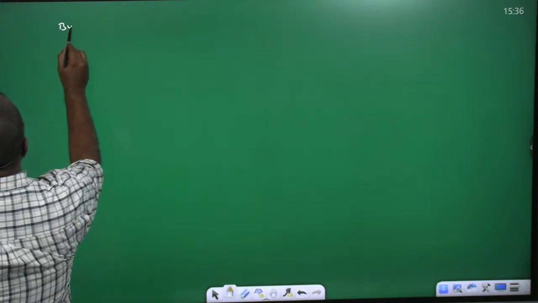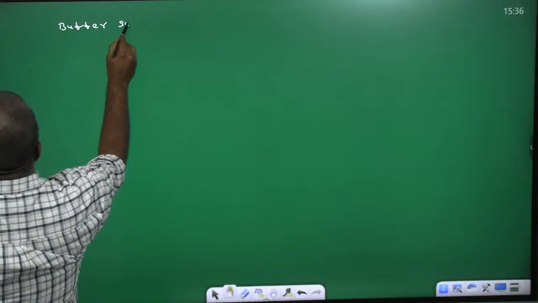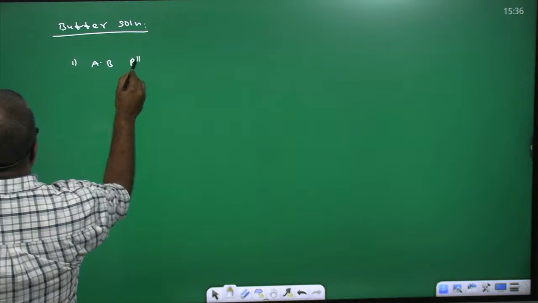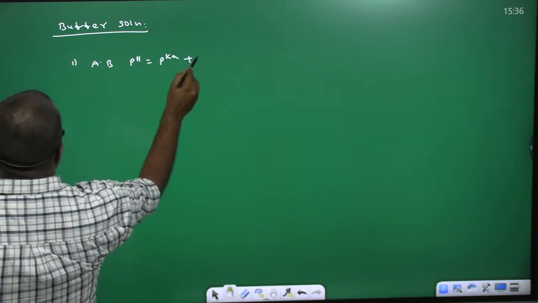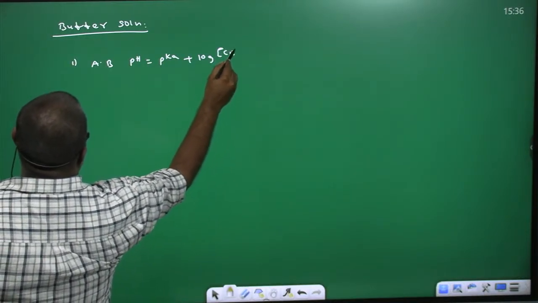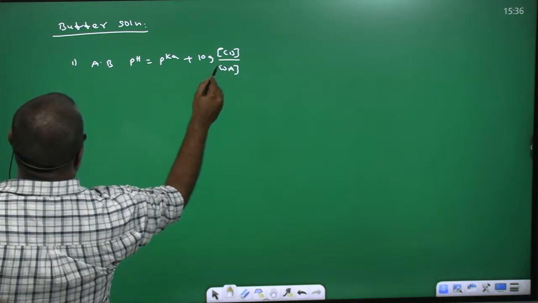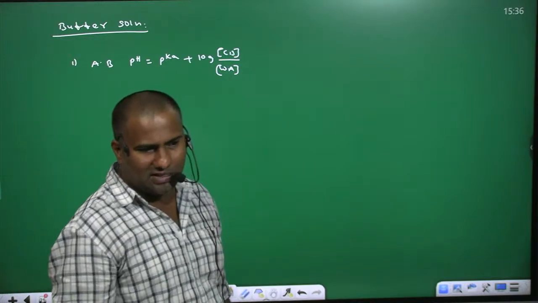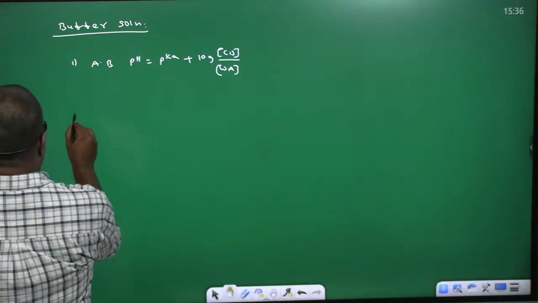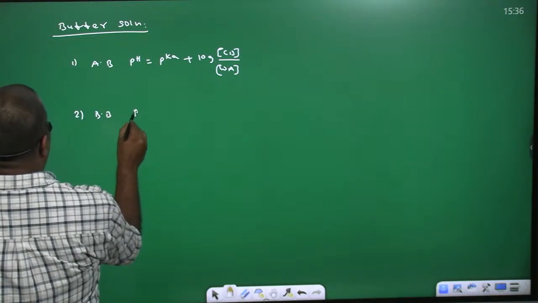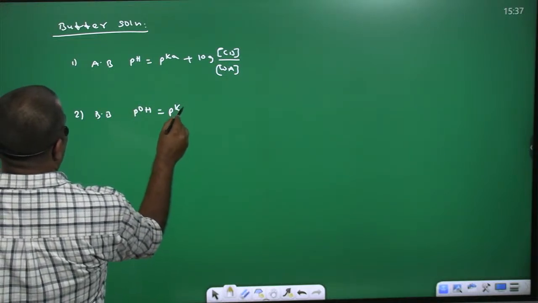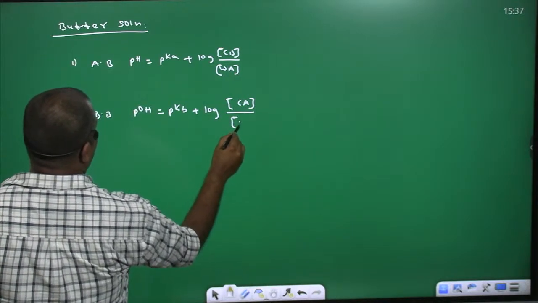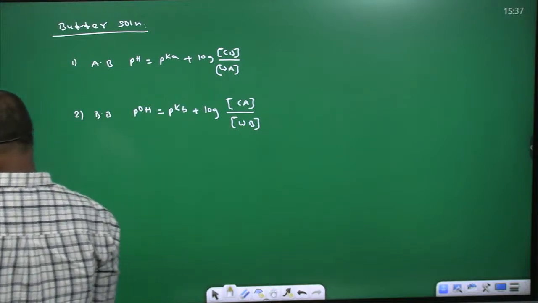Buffer solutions. As we did already, neutral buffer. So coming to the acidic buffer, the pH formula: pH equal to pKa plus log concentration of conjugate base by concentration of weak acid. Acidic buffer means the combination of weak acid with the salt of weak acid with a strong base. Whereas for basic buffer, we find pOH. The formula is pKb plus log concentration of conjugate acid by concentration of weak base.